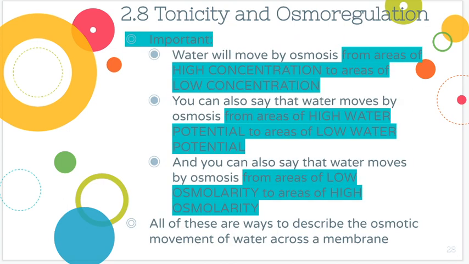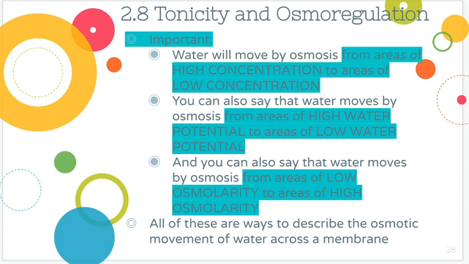Now, tonicity. This is where students really tend to struggle. At least I find that my students tend to struggle without a lot of practice. And so tonicity and osmoregulation. You need to know that this is going to involve osmosis exclusively, right? And so water will always move by osmosis from areas of high concentration to areas of low concentration.